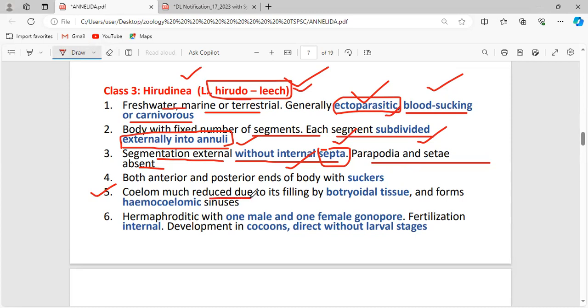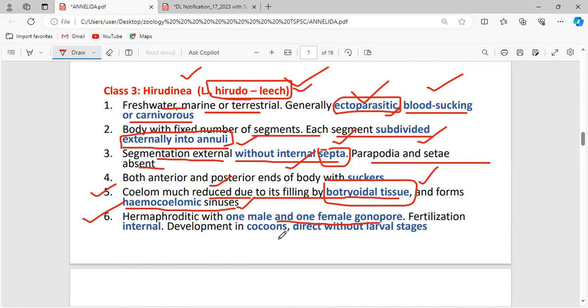And the coelom is much reduced due to its filling by botryoidal tissue, and forms the hemocoelomic sinuses. See, the coelom is reduced due to its filling by botryoidal tissue, so the botryoidal tissue will be present inside the coelom. And generally, what is the meaning of the coelom? A fluid filled body cavity. And here the tissue is botryoidal tissue. And it forms the hemocoelomic sinuses.